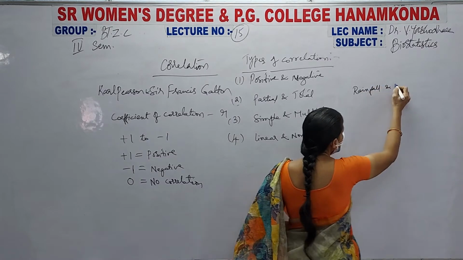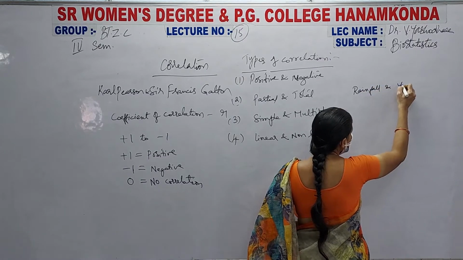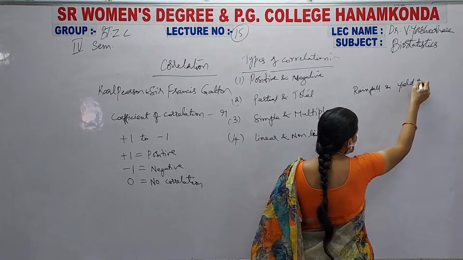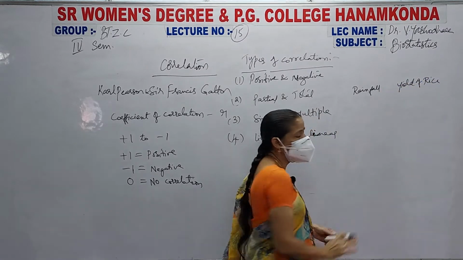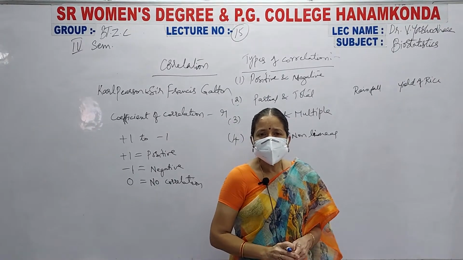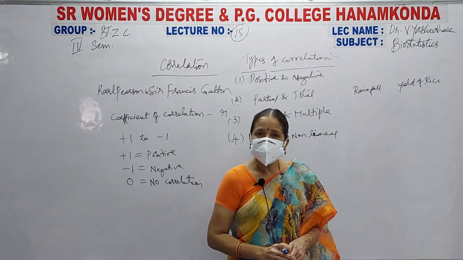Rainfall and yield of rice. Both are interrelated to each other, both are related to each other.